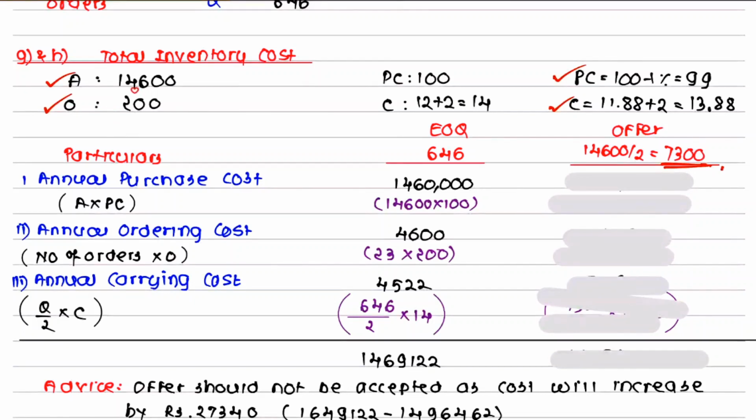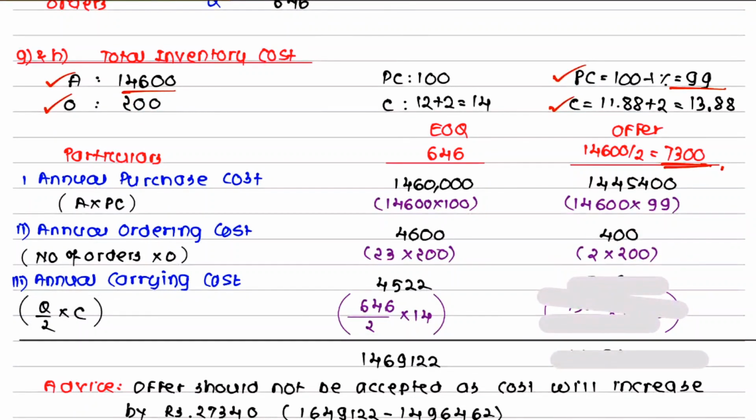14,600 you are going to buy. And every unit ka you gonna pay 99 only. So that is gonna be 1445400. Pakka clear hota hai? Now, acha, how many orders will be there in a year? 2. And for every order you pay kitna 200, so your cost will be 400.